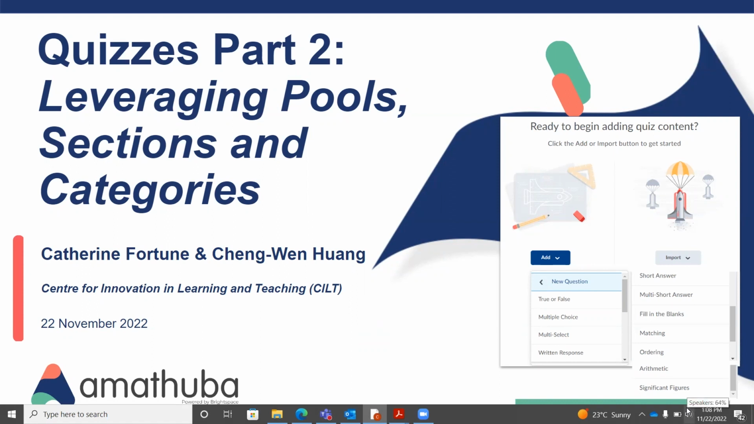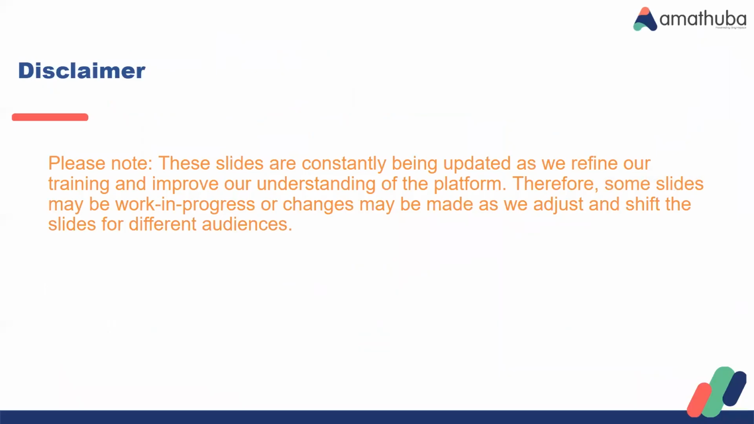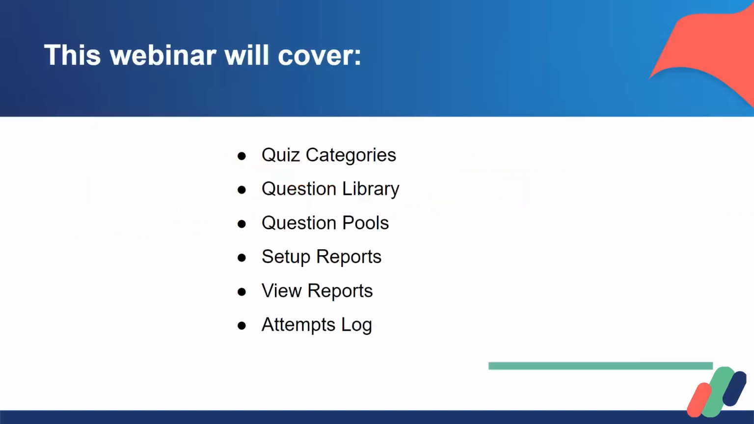Right, so we're going to kick off today with quizzes part 2, and what we're going to be looking at are question pools, sections, and categories. Just to let you know that these slides, we will share the link, as we said, but if there are some refinements or improvements or slight process changes to the new platform, Amathuba, they will reflect in these slides. So these slides, while you will get the link, are slightly dynamic and they are updated on a regular basis as things change.